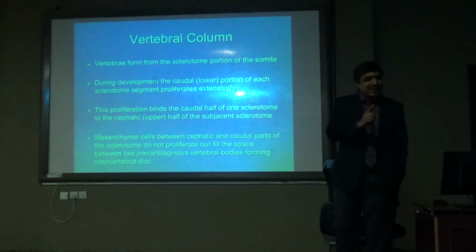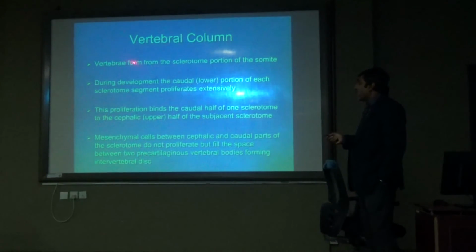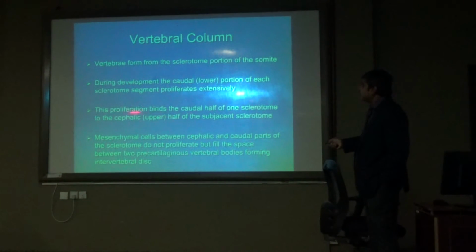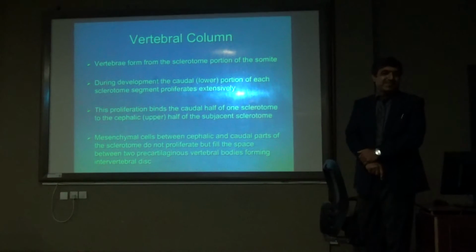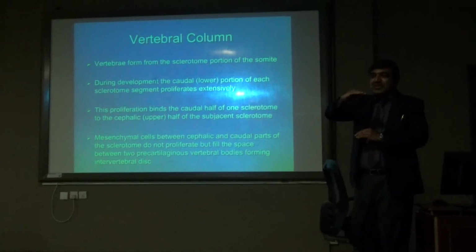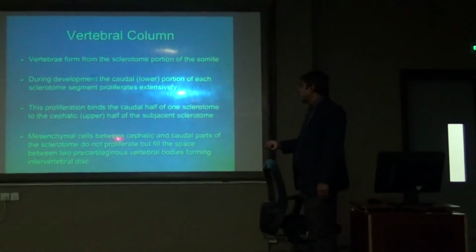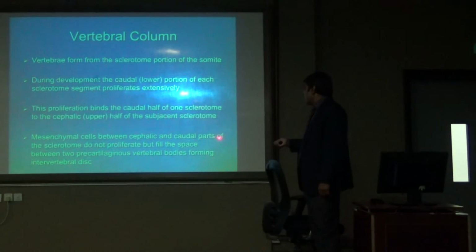Now if I read, you will understand it, right? Vertebrae form from the sclerotome portion of the somite. You know that. During development, the lower portion of each sclerotome segment proliferates fast. This proliferation binds the lower half of one sclerotome to the upper half of the next sclerotome. Lower half of one sclerotome, upper half of another sclerotome. Connective tissue cells between upper and lower parts.